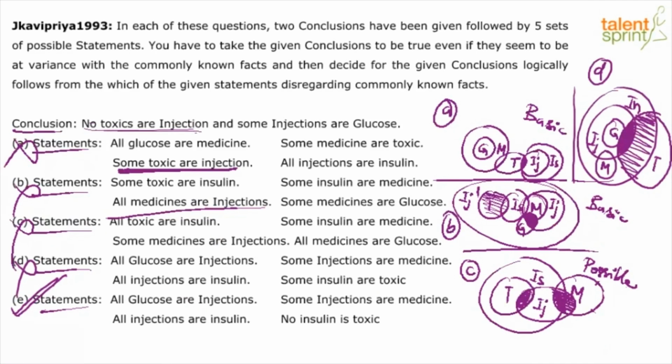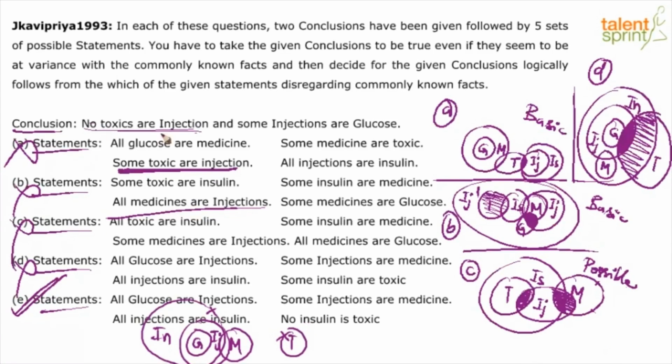So let me draw it for option E. I'll draw it here. All glucose are injections. Some injections are medicine. All injections are insulin. And no insulin is toxic. So insulin and toxic should not touch each other.